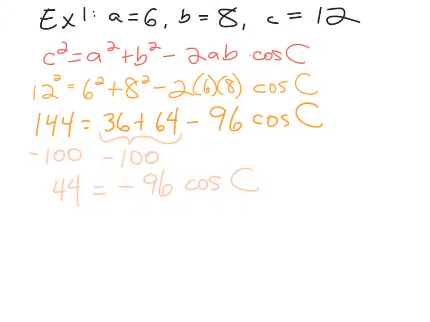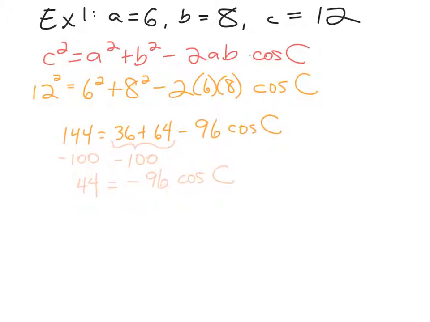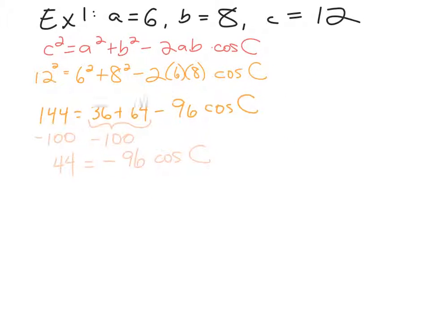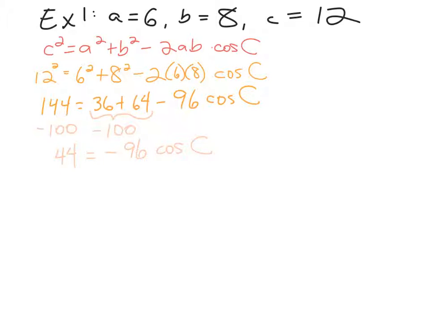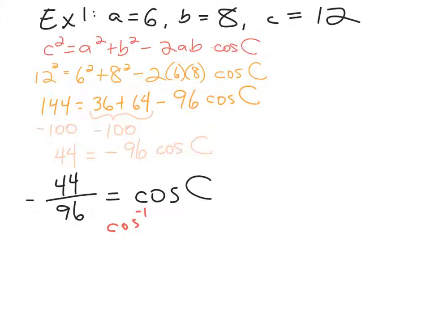So that's going to leave us with 44 is equal to negative 96 cosine C. Of course, I'm going to divide by the negative 96, which is going to give me negative 44 over 96 is equal to cosine C. And then, just like we did when we did the law of sines, we are going to arc cosine both sides to actually find the actual value of angle C.